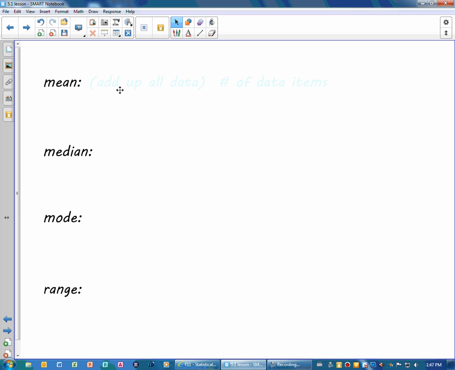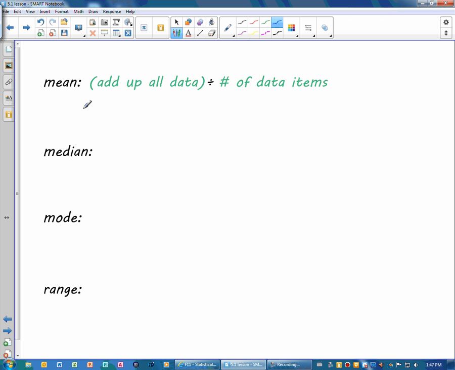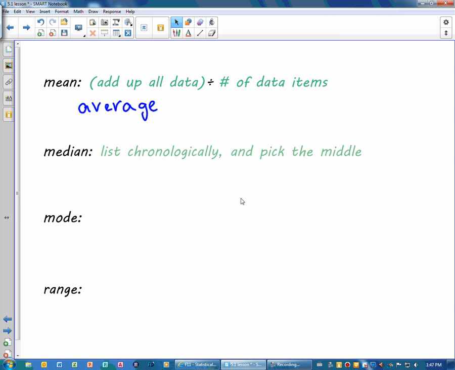So remember, the mean is just another word for average, okay? Oh, my little divided sign didn't come. There it is. And the way that you calculate that is you add up all the numbers and you divide by how many there are, okay? Median, that is the middle. So what you need to do is list all the numbers chronologically, which means lowest to highest, and pick the middle.